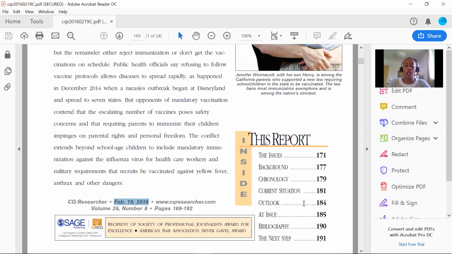You can use that. It has the at issue. You see your outlook. So looking forward, it gives you the current situation and also looks forward. The looking forward information is, of course, what you should probably include in your conclusion. It gives you the at issue. You have to look at that a little bit more in depth to know exactly what that is. I'm not entirely sure. And then, of course, it gives you the bibliography.